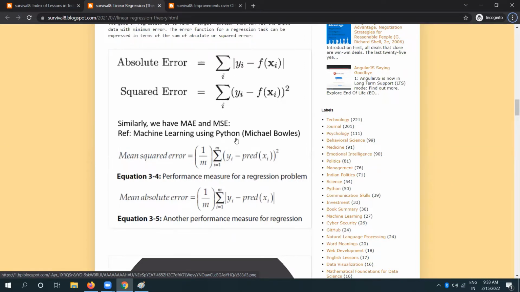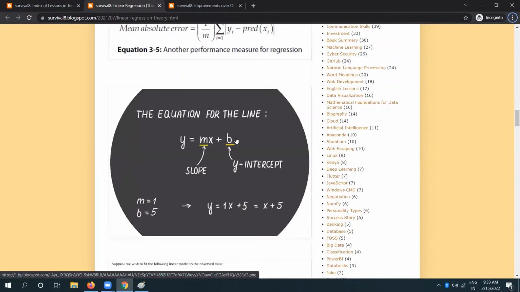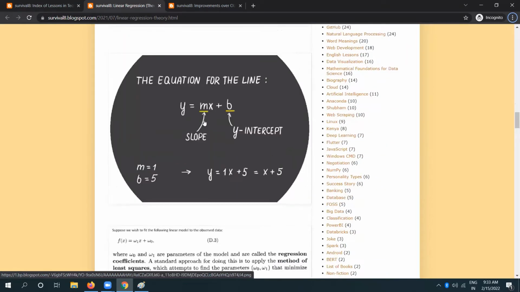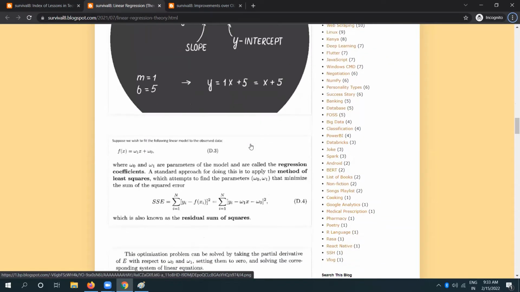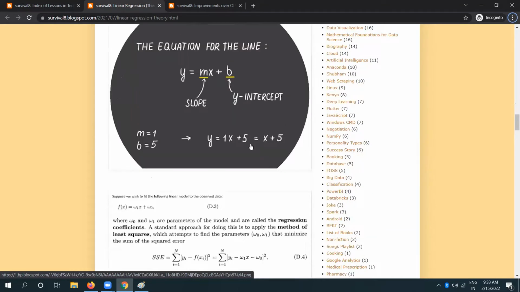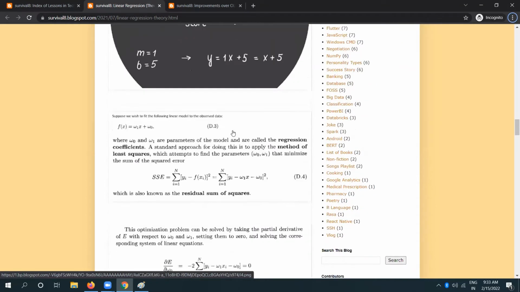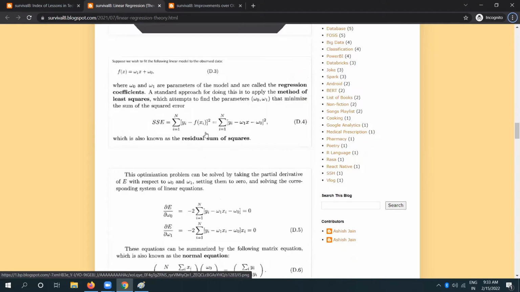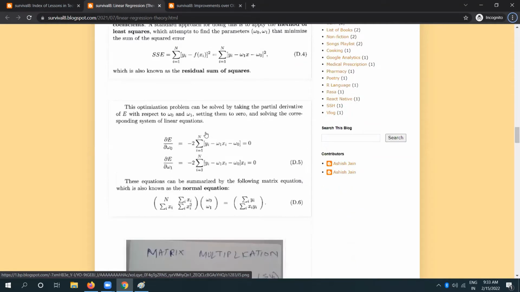Rest of the, so like we see over here, this is what we discussed a moment ago. M is the slope and B is the y-intercept, right? Now, the sum of squared errors is this.